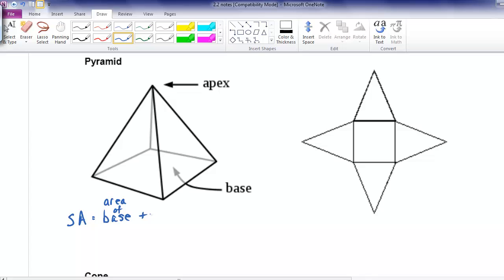Now, much like a rectangular prism, what we should realize is opposite triangular faces are the same, but all four faces don't have to necessarily be the same. So I'm going to say front, back, right, left. So in order to figure out the surface area, we're going to have to figure out the area of the right and left face, and you'll see what I mean when we do some examples, plus the area of the front and back face.